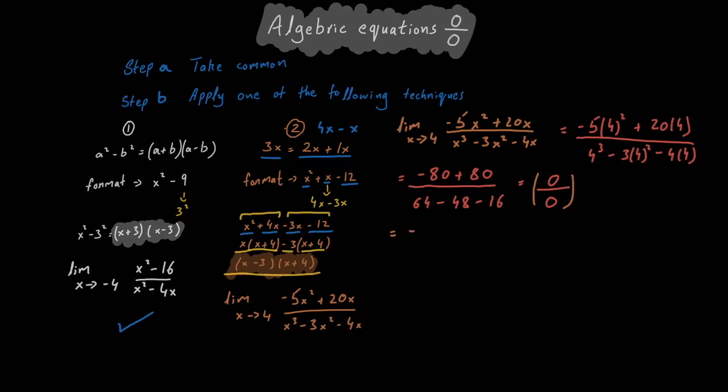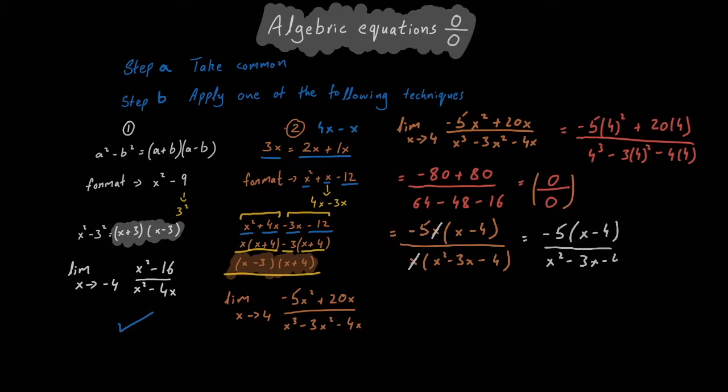In the numerator we can take negative 5x as common and we will be left with x minus 4. In the denominator we can take x common and we will be left with x squared minus 3x minus 4. Now here we can simply cancel off x and we will be left with negative 5 times x minus 4 divided by x squared minus 3x minus 4. Now in the denominator you can see that we have reached this format.